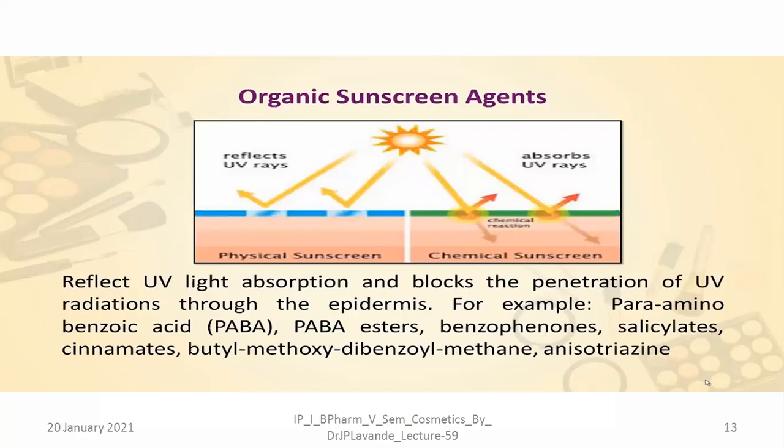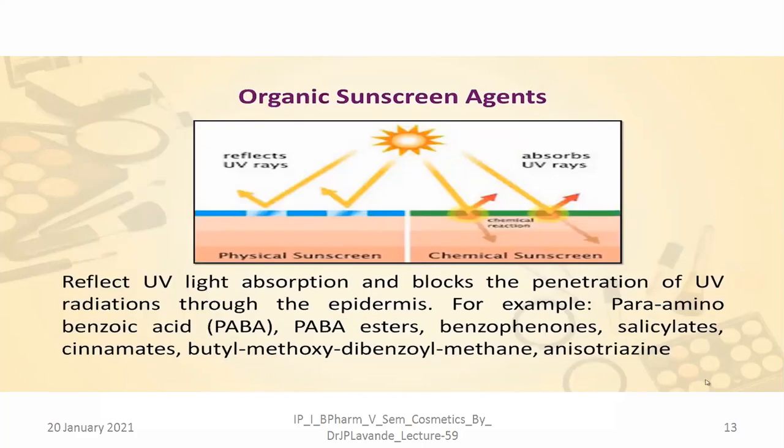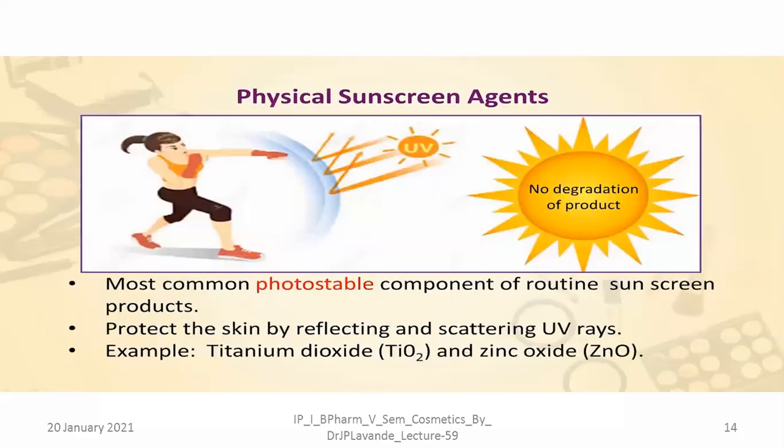Organic sunscreen agents absorb the UV light and block the penetration of UV radiation through the epidermis. If the UV rays are absorbed, they can lead to mutation, that is, pyrimidine dimer formation at the nuclear level in the DNA. Examples of agents are para-aminobenzoic acid, PABA esters, benzophenones, salicylates, cinnamates, butyl methoxy dibenzoyl methane, and triazine. All these are organic sunscreen agents.